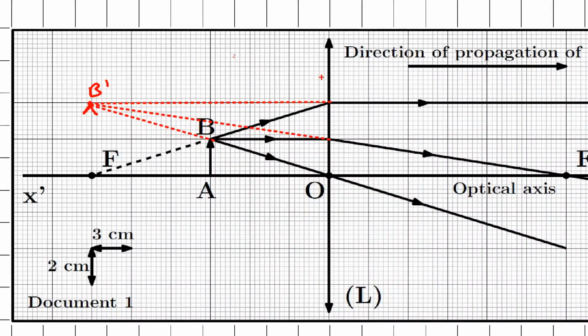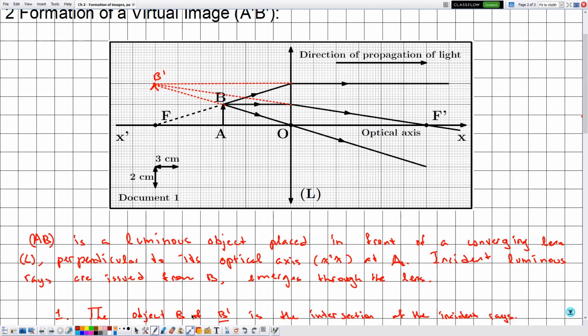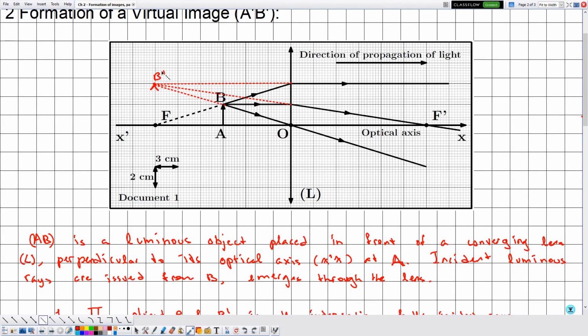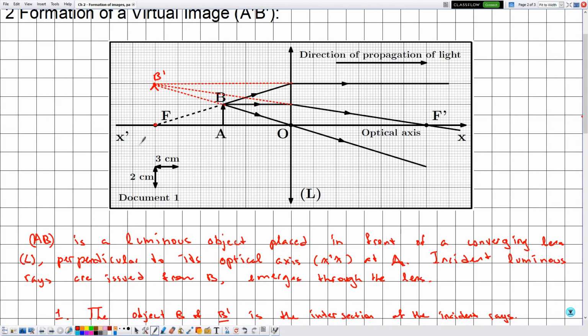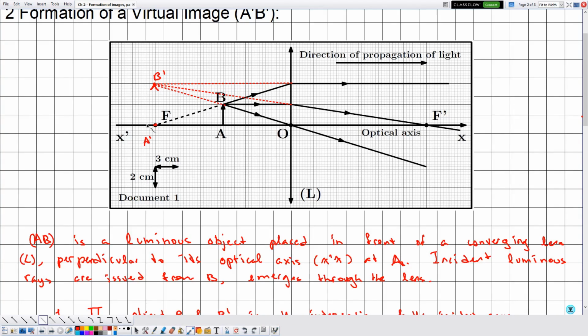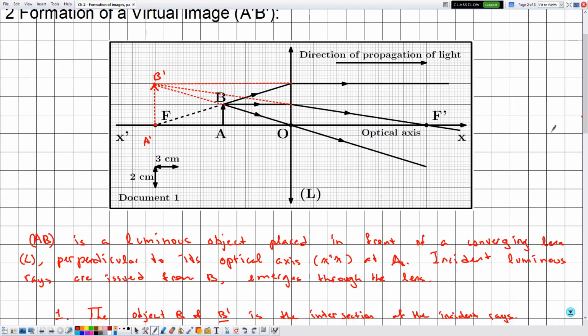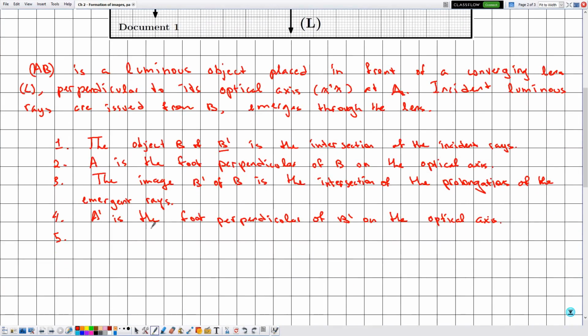So idea number 5, notice that now let's trace the image. Okay, now because B prime is the intersection of the prolongation of the emergent rays, this is the point A prime, the foot perpendicular of B prime on the optical axis, and now let's trace the image A prime, B prime. Because B prime is the intersection of the prolongation of the emergent rays, then we trace A prime, B prime to be dotted like this. Okay, so now let's get back to idea number 5.